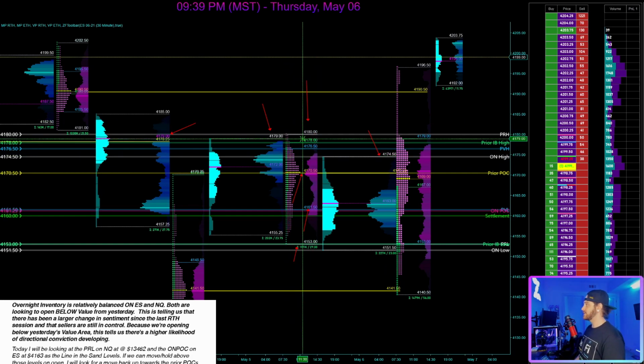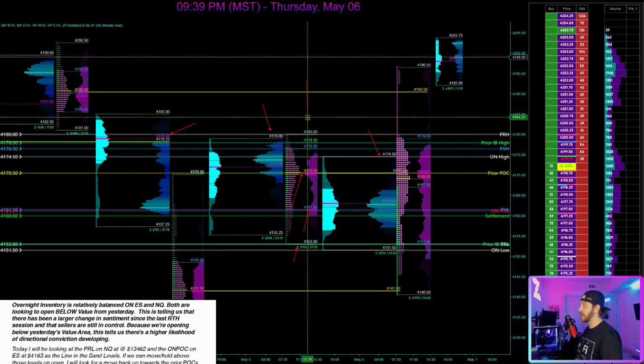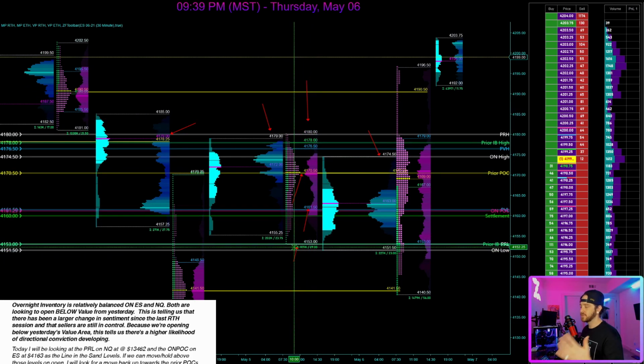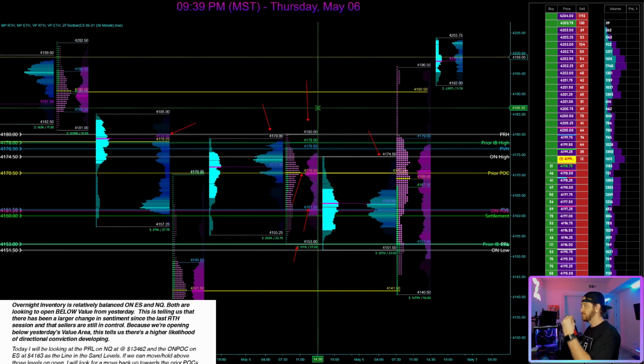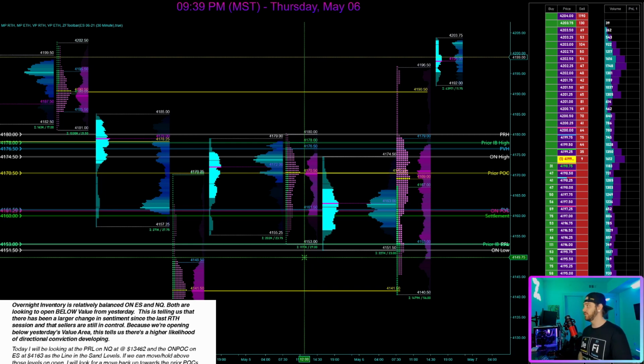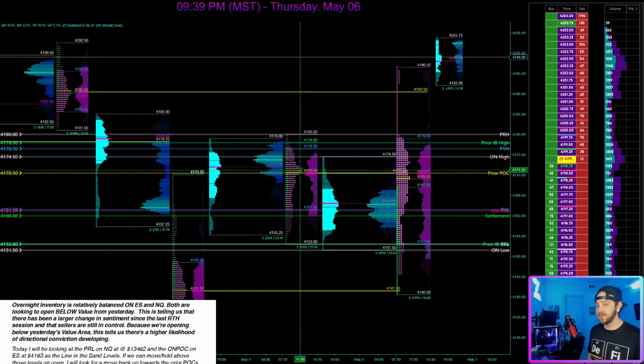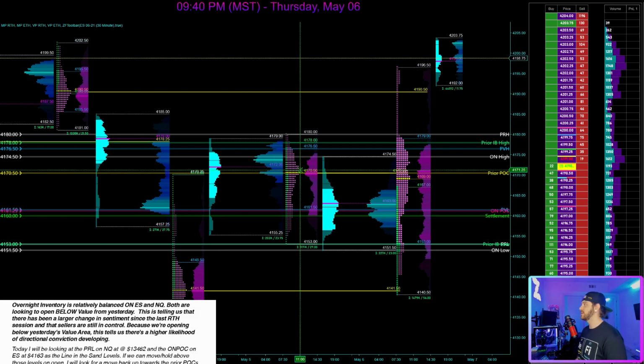If we open outside of the value area but still in range, we still have a decent likelihood of trending, but not as likely as if we opened outside of range and value, because outside of range and value means that we are opening with a gap. That means a gap and go is in play. Now, if we open inside of the previous session's range and value, that means that there has been the smallest amount of directional conviction developed, or there hasn't been any change in sentiment, basically.